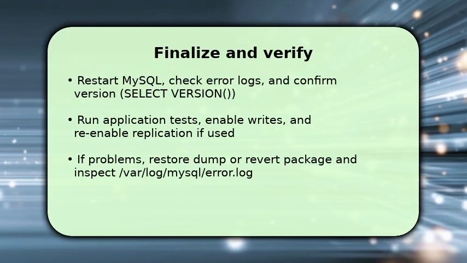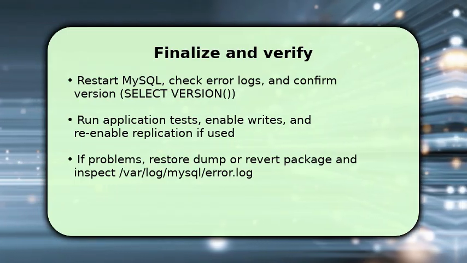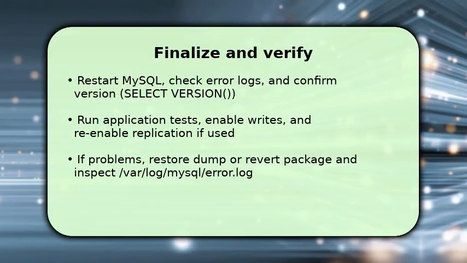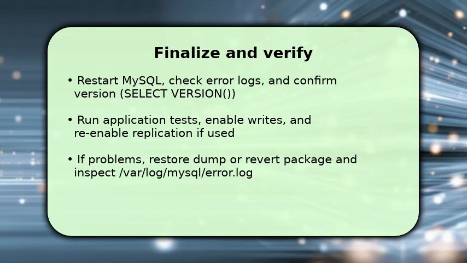In the client, review the error log for warnings. Then run application integration tests and enable writes once queries behave normally. Re-enable replication and monitor slave status.